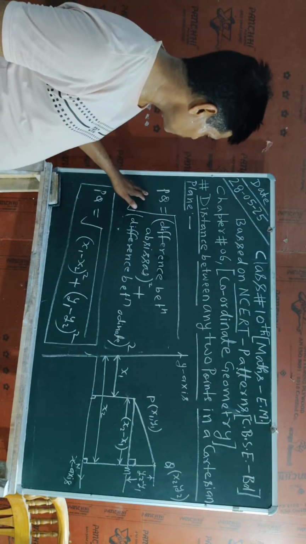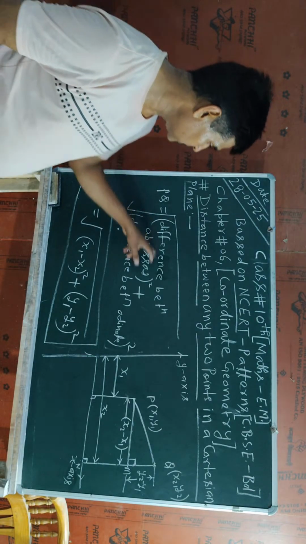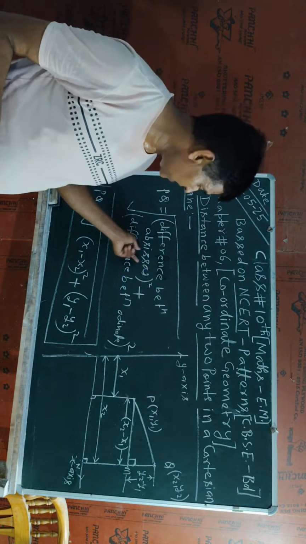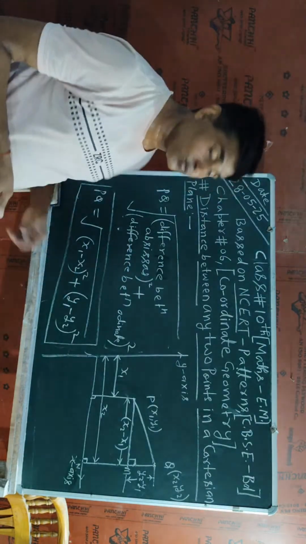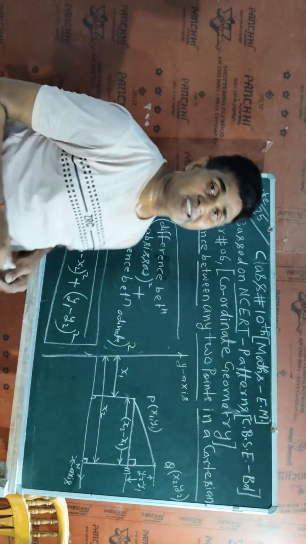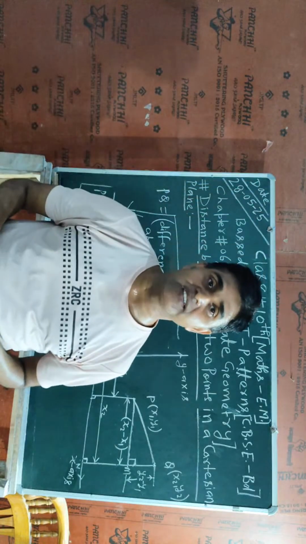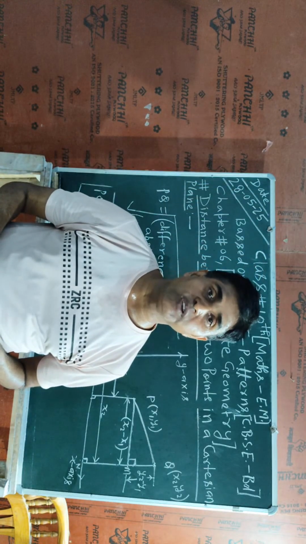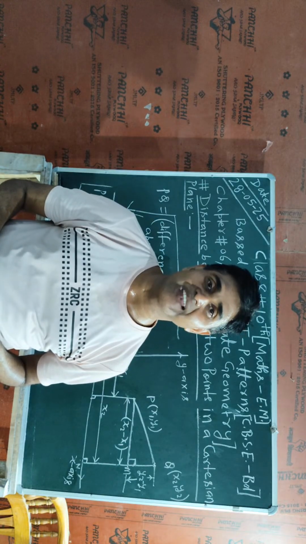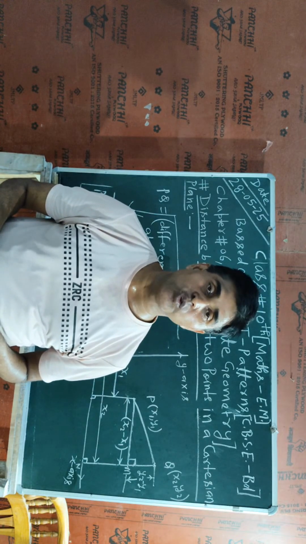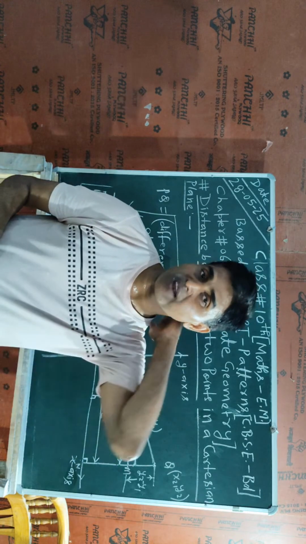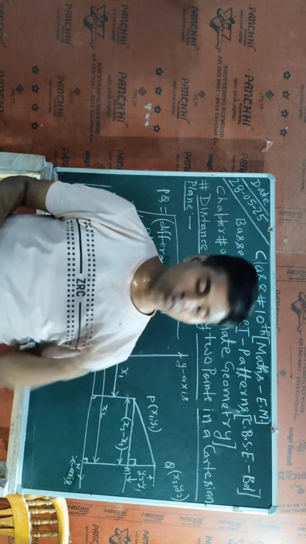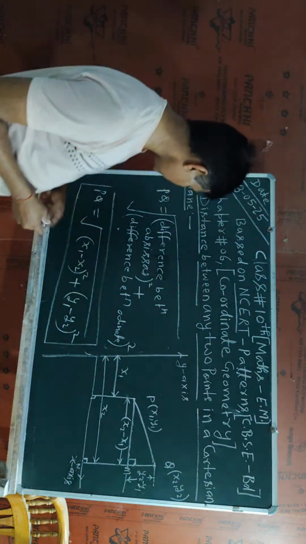Distance between 2 points is the difference between x whole square plus difference between y whole square. In other words, the 2 points are given, so I can write the formula between 2 points as x2 minus x1 whole square plus y2 minus y1 whole square, and that gives the square root. So this is the formula.